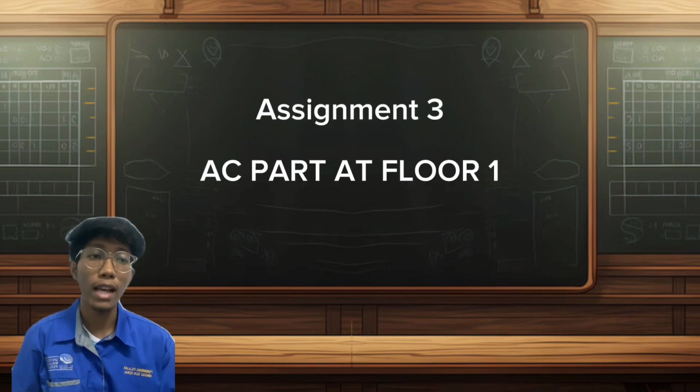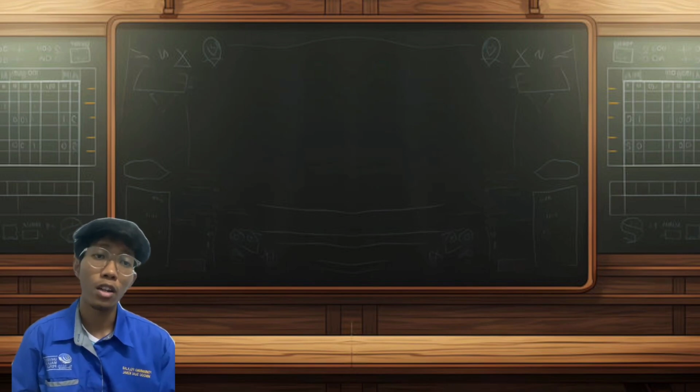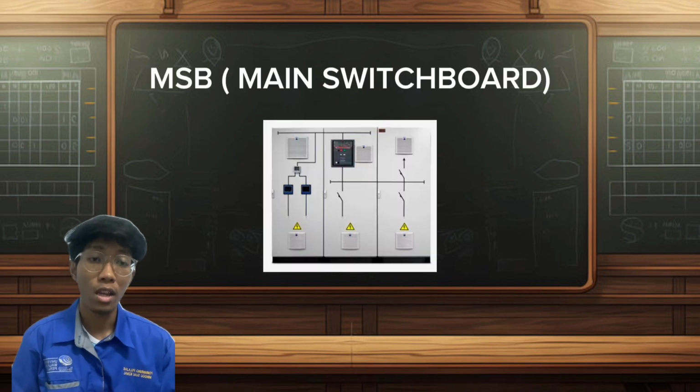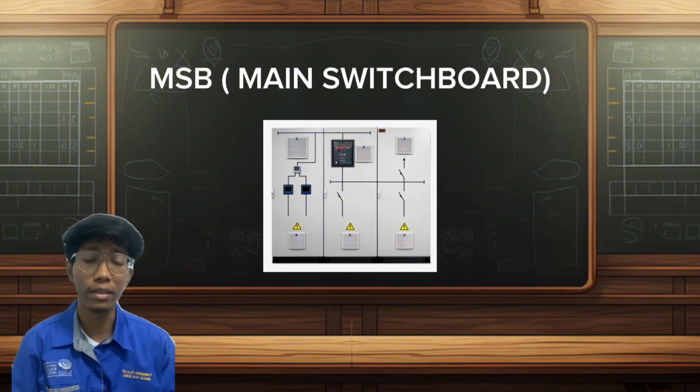For assignment 3, mostly I handle the aircon part at floor 1. Now we will describe the protection system for aircon part at floor 1. These are the example parts of the electrical protection system in a building. MSB, main switchboard, is to distribute electrical power from one central panel to various circuits in a building.